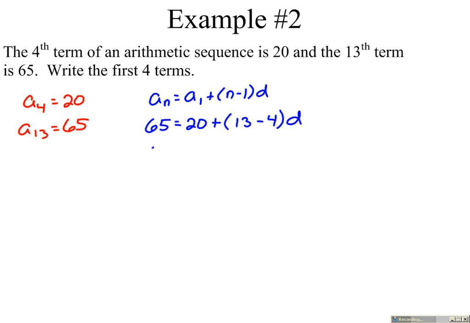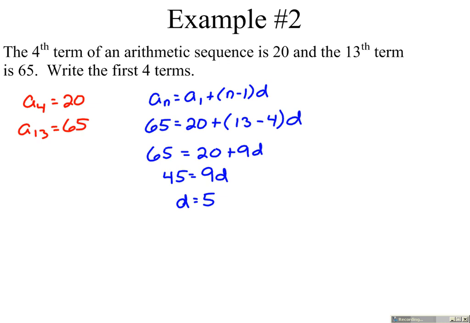And now we can solve this to find d. 65 equals 20 plus 9d. Subtract the 20 over. Our common difference is going to be 5. Common difference is positive, which we can see: 20, and we're adding to get up to 65 at some point.